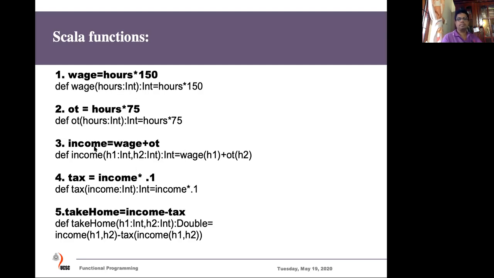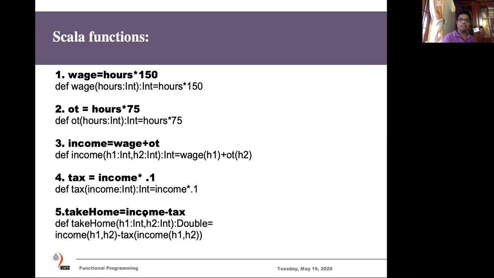We get the payment. Then we implement a function called income. So income takes two inputs: the regular working hours, H1, and the OT hours, H2. Then we pass H1 to the wage function, and H2 to the OT function. We add them together, and that is the answer of income. Then we can implement a function called tax. When you pass total income, tax is income multiplied by 0.1, that is tax is 10%. So this is our tax function.